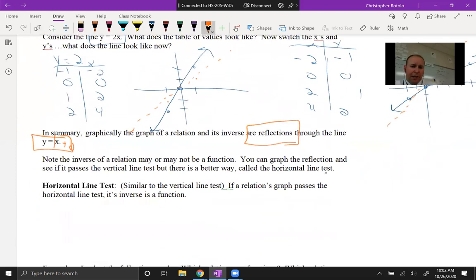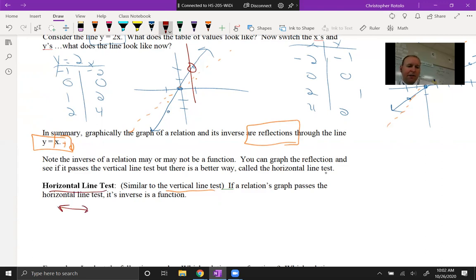We are dealing with, at first, a function, but the inverse itself may not be a function. So we're going to have a couple ways to test that. We're going to think about the vertical line test. That's what we typically have done, right? It hits once and only once. But if I want to know if its inverse is a function, I'm going to use the horizontal line test.